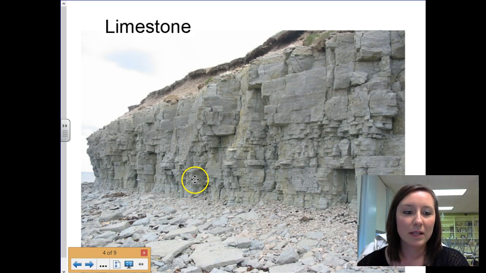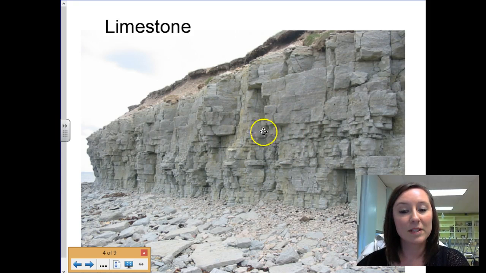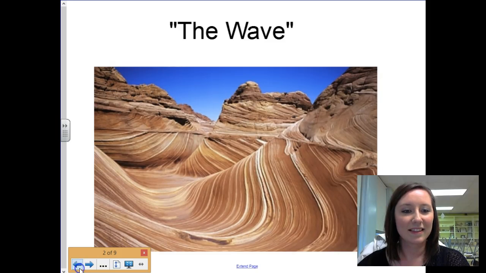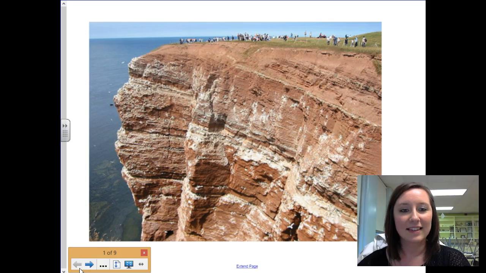So this one is limestone, and this is pretty much basic. We see this around our lakes a lot of times, especially by Lake Erie. You'll see cliffs that look like this, and so there's that limestone. And already you should be starting to see some things that definitely pop out in sedimentary rocks. If we kind of look back through at the limestone, the wave, and at this cliff here, you should be seeing, we're definitely seeing layers.